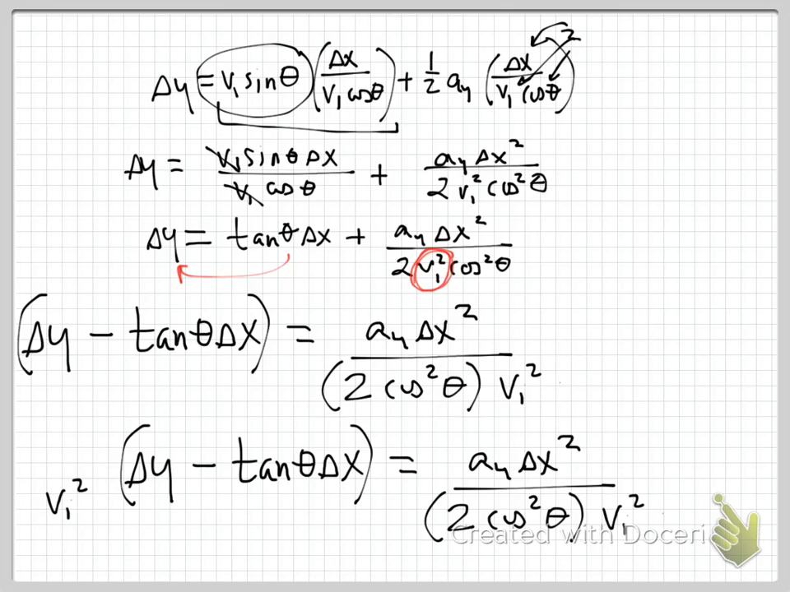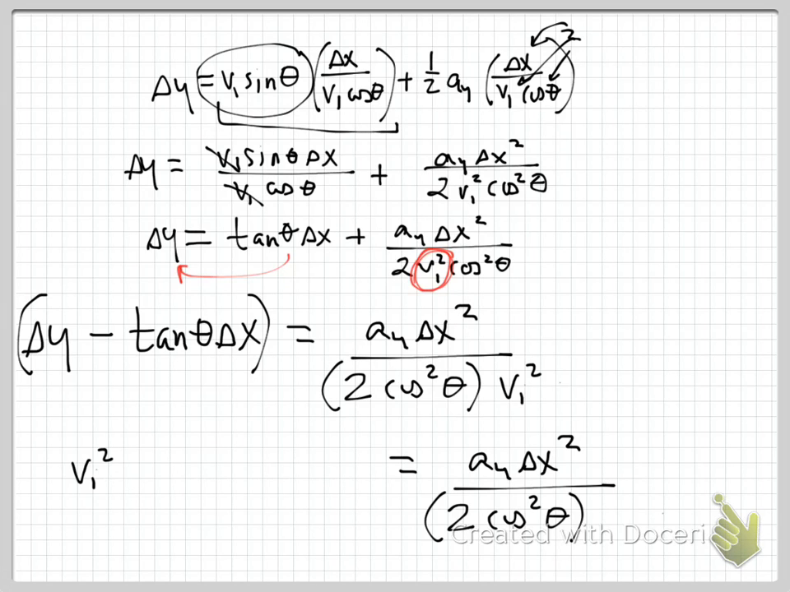So we've now got the vi squared over here, and we've gotten rid of it there. So now we can divide both sides by this expression, if I can manage to pick it up. Which gives us that, and we're almost done.